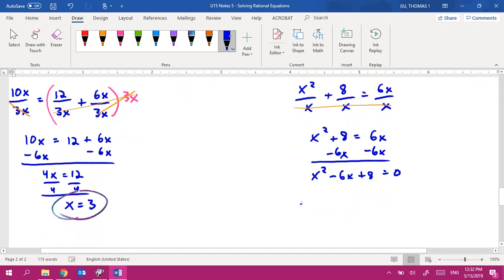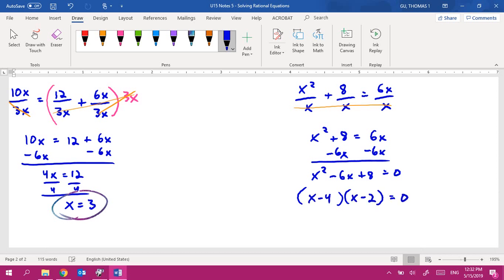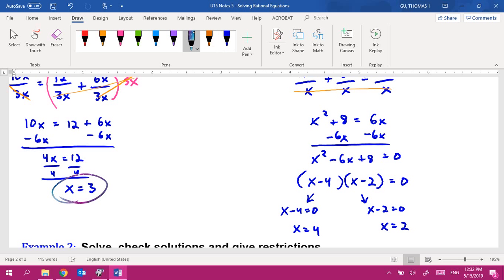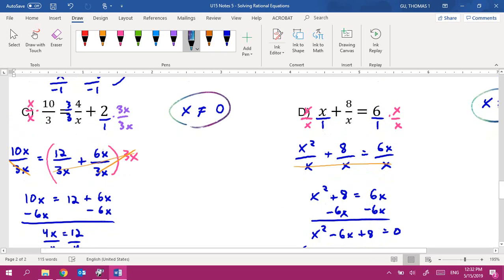So if I factor it out, what is it going to be? X minus 4 and x minus 2 equals 0. And so how do I actually get my x values from this? Set it equal to 0, so I get x minus 4 equals 0. X equals 4 and? And are those solutions? Yes, they are. Why? Because your restriction was 0, right?